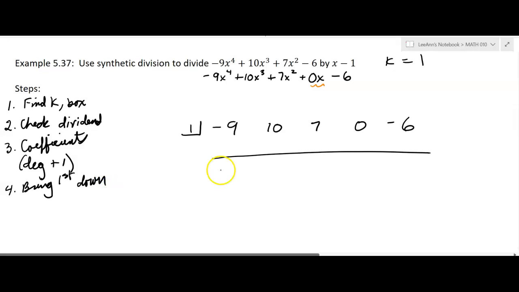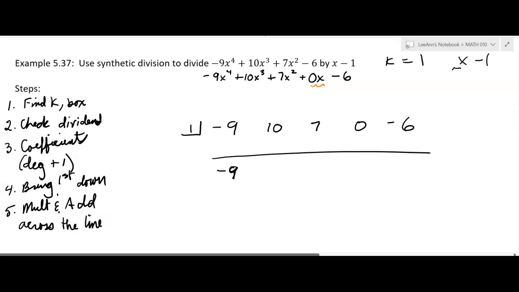So I'm going to bring down a negative 9. It's always going to happen that way. Has to do with the form of our divisor. Our divisor is x minus 1, and see how that coefficient is 1. Okay, so that's why that happens. Okay, multiply. So now we're at our point where we're going to multiply and add. And you're going to work your way across the line.